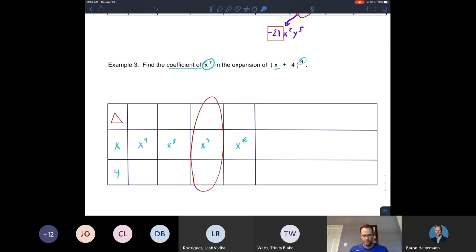4 squared. Good. So it's 4 squared. Again, that's because this is 4 to the 0, 4 to the 1. This would be 4 cubed. And then it would go all the way up until I get to 4 to the 9th power at the very end. But I only want this term, and I want the number in front of the term.